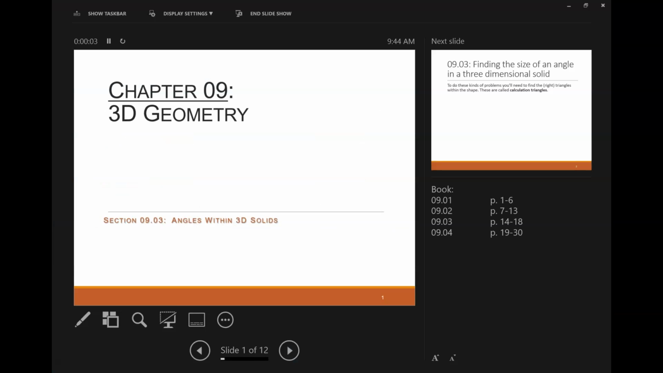Okay. The next section, we're doing the same thing, except here we're looking for angle measures instead of side lengths. But the approach is going to be the same. We're going to find calculation triangles, preferably right triangles, and then use SOHCAHTOA and our inverses for sine, cosine, and tangent to determine angle measures, right? So it's almost the same kind of problems, the same approach.